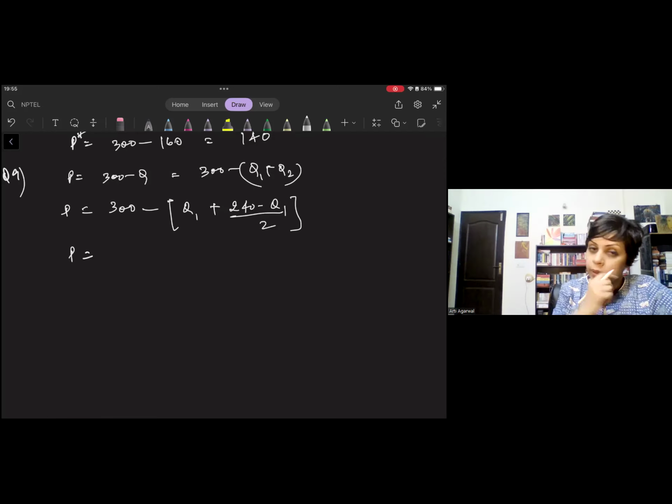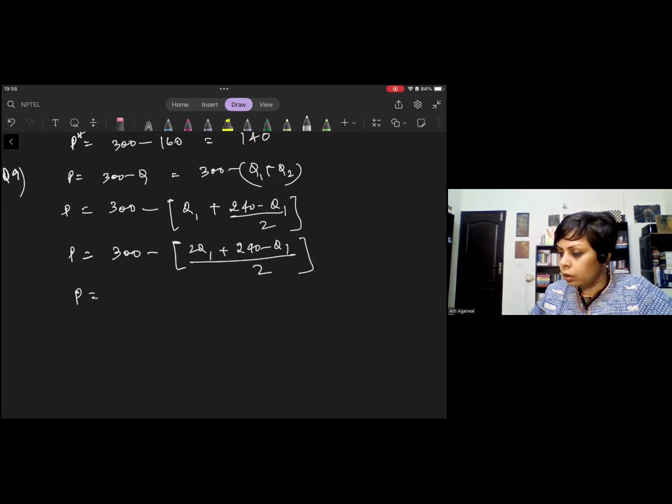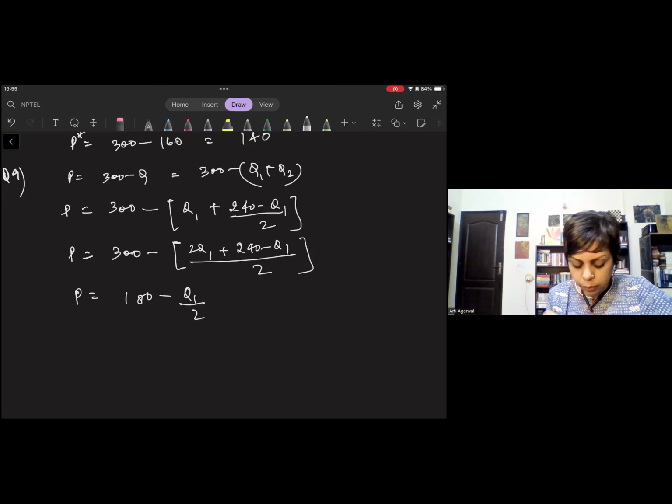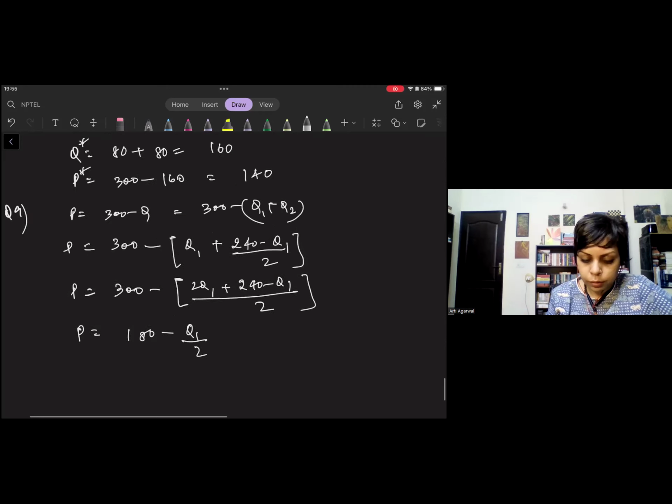So what I was doing was calculating pi, but this is just a slightly neater and simpler approach. So there's nothing wrong, you can do it that way also. So this is 2q1 plus 240 minus q1 by 2. This becomes 120, so 180, right? Yeah, 180 plus 2q1 minus q1 is q1, so minus q1 by 2. This is price in terms of just the quantity of firm 1.